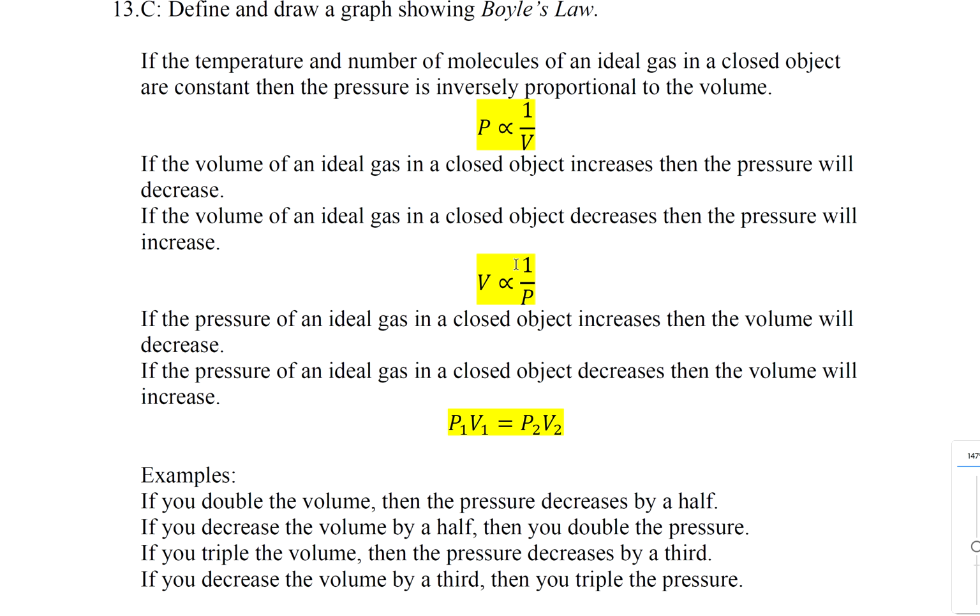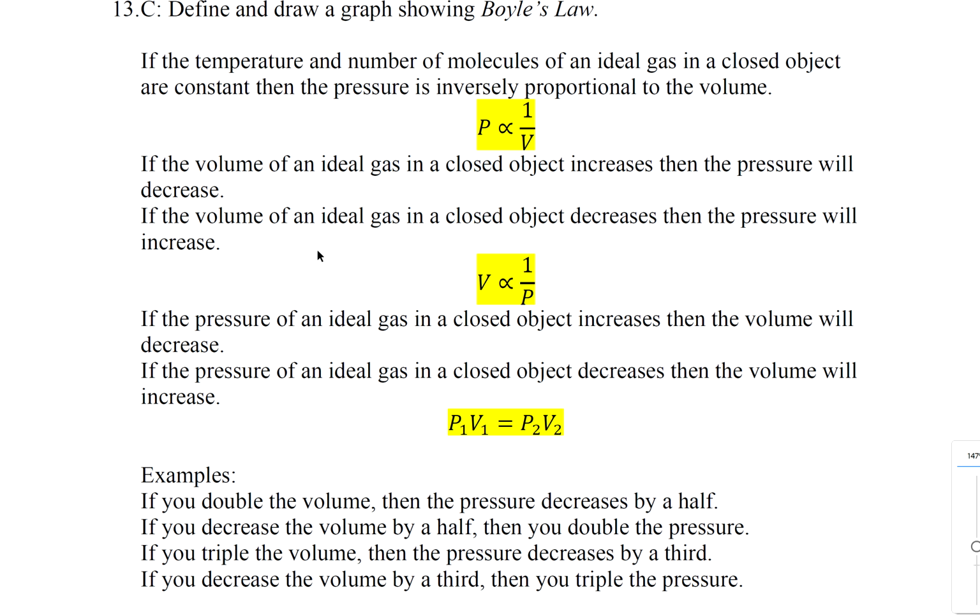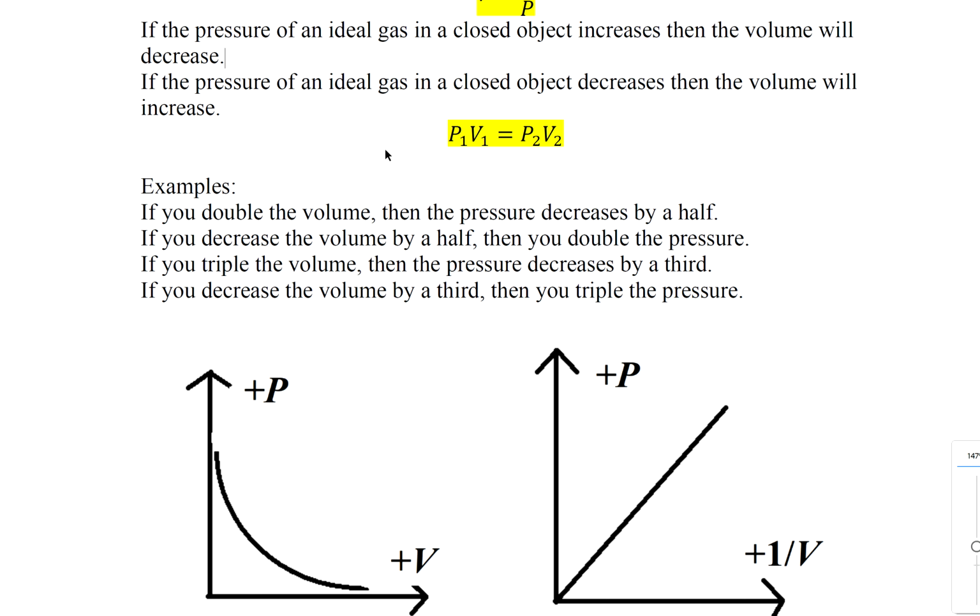We could also look at it as this. We could take the inverse of both sides. If the pressure of an ideal gas in a closed object increases, then the volume will decrease. So we could also look at this equation here. P1V1 equals P2V2. If you double the volume, then the pressure decreases by half. And if you decrease the volume by half, then the pressure doubles.